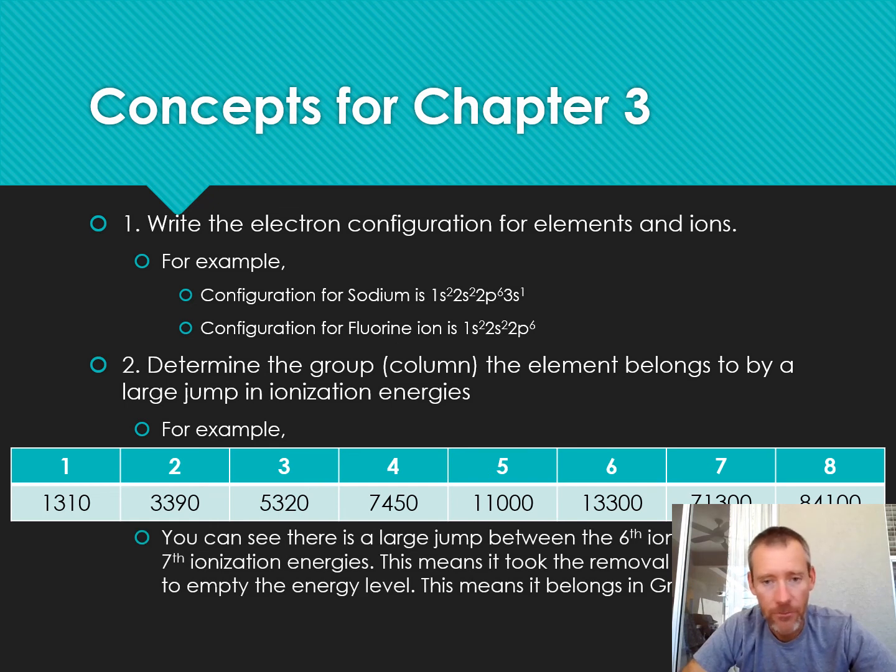So you can see the big jump between 6 and 7. That means it has to belong to group 6, which is the oxygen group. So it'd be oxygen, sulfur, any of those.